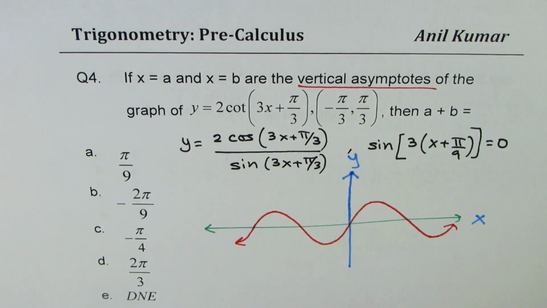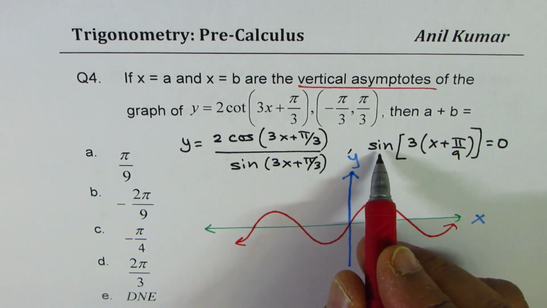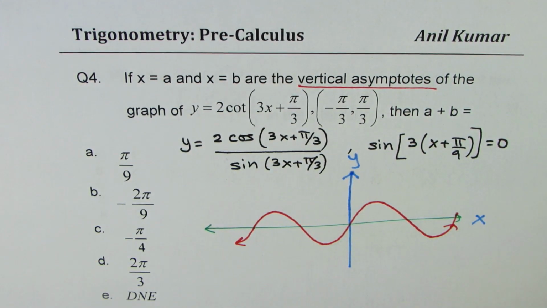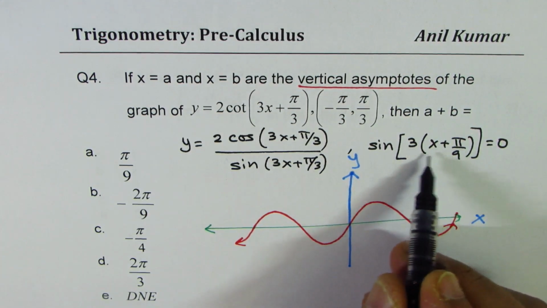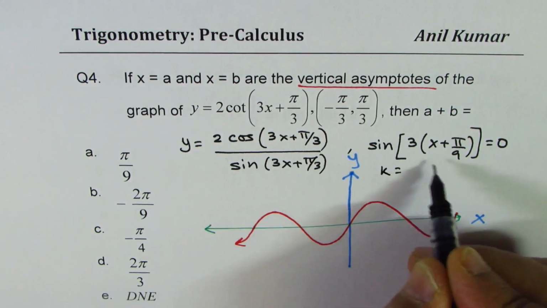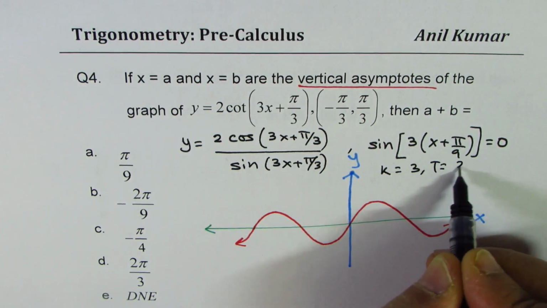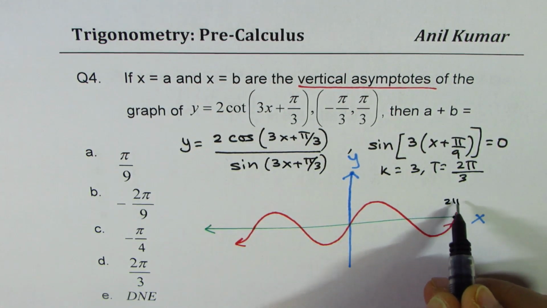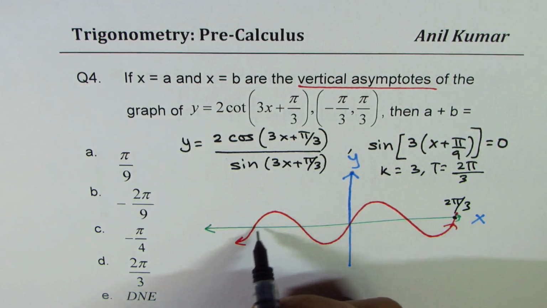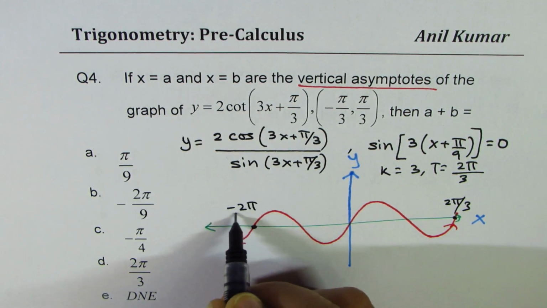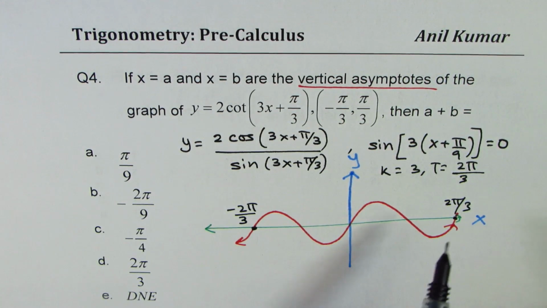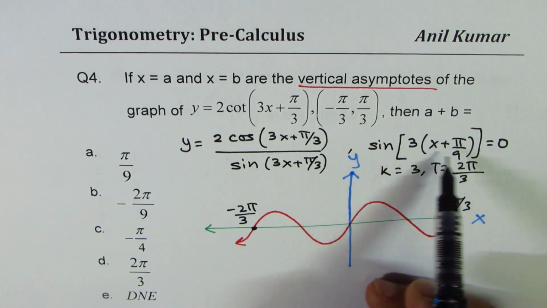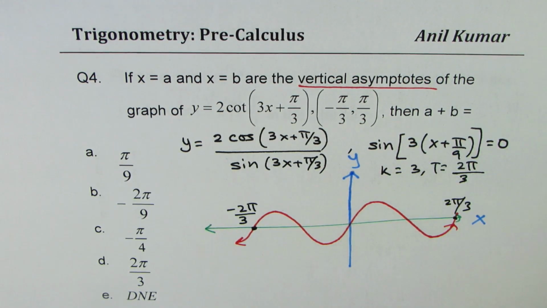Now when we say that the function is sine of 3x plus pi by 9, that really means that the time period is how much? So from here we know k equals 3, and therefore T equals 2 pi by 3. Is it okay? So one wave up to here is 2 pi by 3. And on this side this is minus 2 pi by 3. That is one wave. But since it is plus pi by 9, we have to shift pi by 9 to the left, right? So let's see what that is.